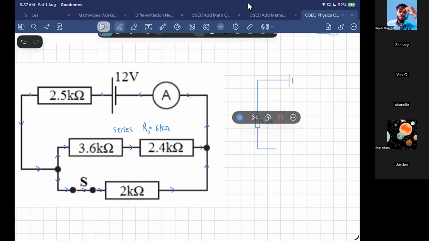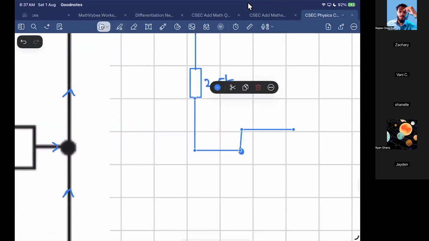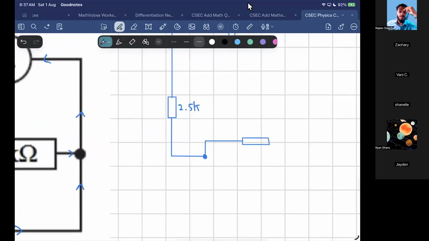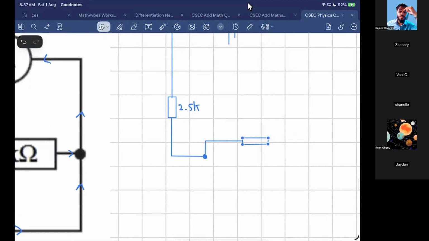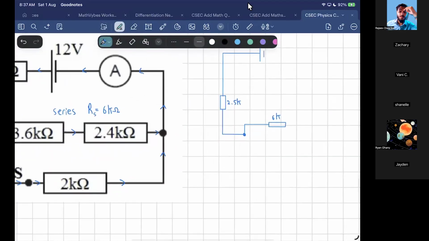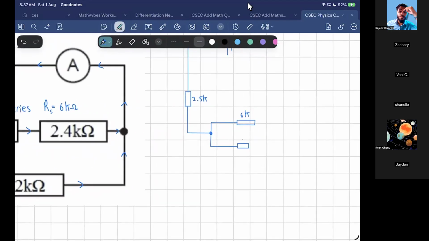Right, so my circuit now becomes this. So, on top, that is going to be 6 kilo ohms. 6K. And then this is gonna be what? 2 kilo ohms.